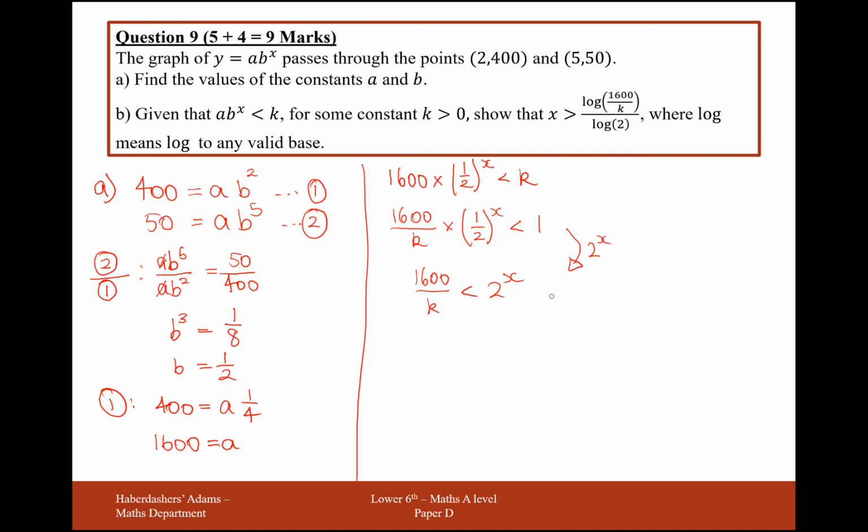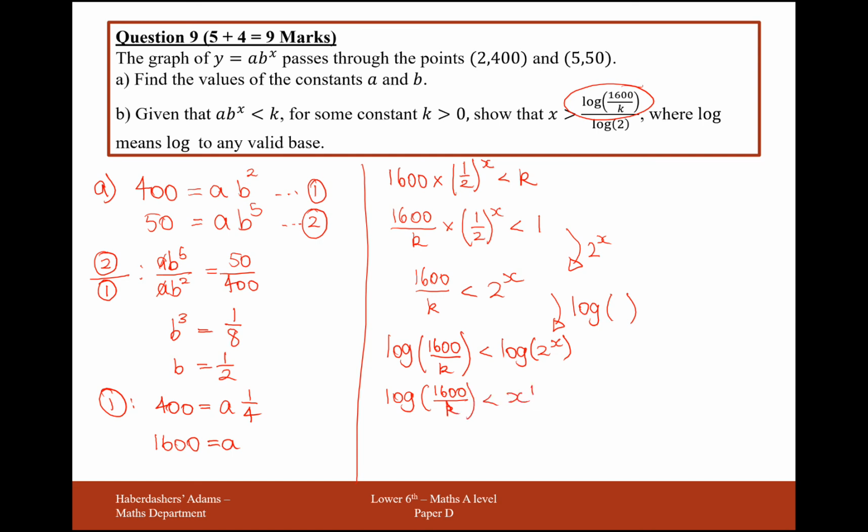Okay, and then what we're going to do is we're going to effectively log to the base of anything on both sides. So log of 1600 over k, that's exactly what I'm looking for up here, will be less than log of 2 to the power of x. Now with logs, I can pull an x out to the front, so I can pull any powers out as multiples. So that would be x log base of anything of 2.